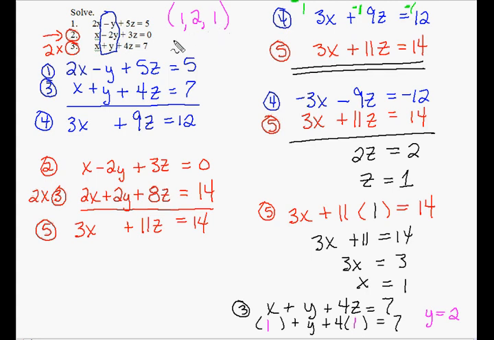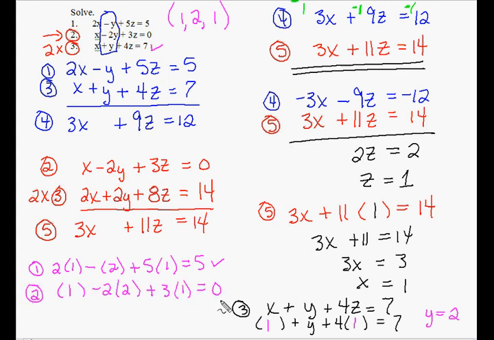But this is not the correct answer if it doesn't work in all equations. We found it by using equation 3, so it checks in that one. Let's check to see if it works in equation 2 and equation 1. So in equation 1, working that down here, I'm running out of space. 2 times 1 minus 2 is 0, plus 5 times 1, which is 5, is equal to 5. That checks. We also need to check it in equation 2. 1 minus 2 times 2 is negative 3, plus positive 3 equals 0. That also checks. So this is indeed the answer to the system of equations.